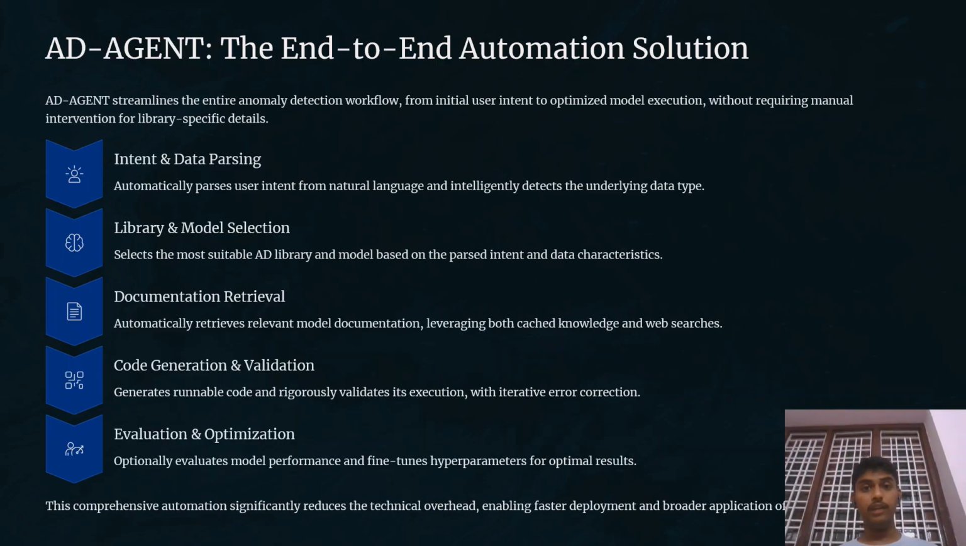So friends, now we are going to discuss the most interesting topic: how the AD agent works and what its workflow is. You may have all these doubts. Now I am going to clarify them one by one. First of all, the AD agent streamlines the entire anomaly detection workflow from initial user intent to optimized model execution without requiring manual intervention for library specific details. First is intent and data parsing, next is library and model selection, third is documentation retrieval, fourth is code generation and validation, fifth is evaluation and optimization.